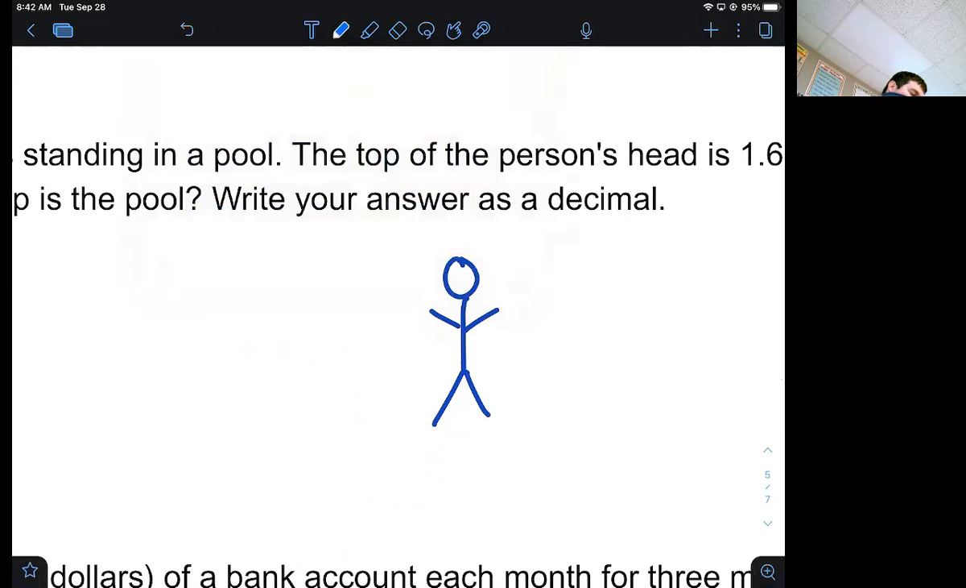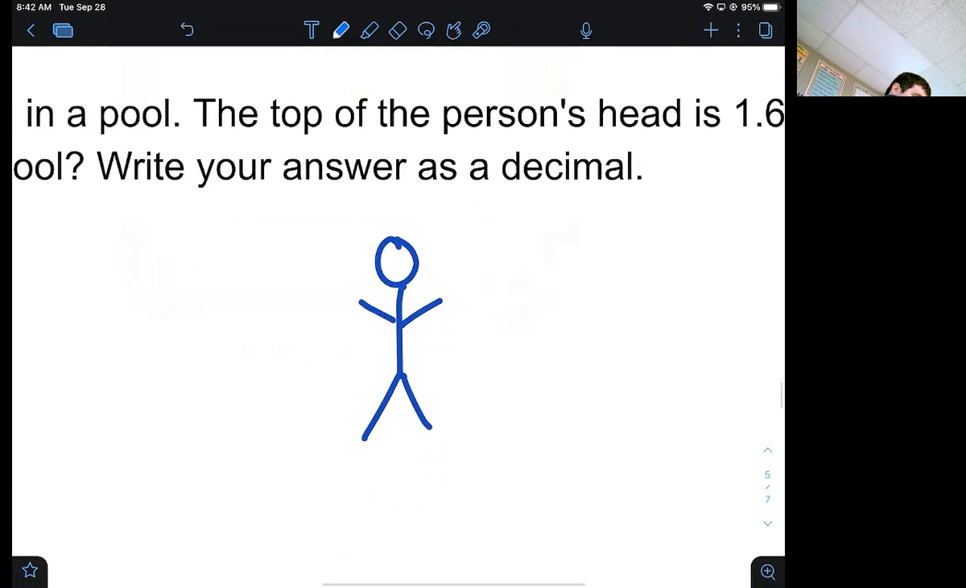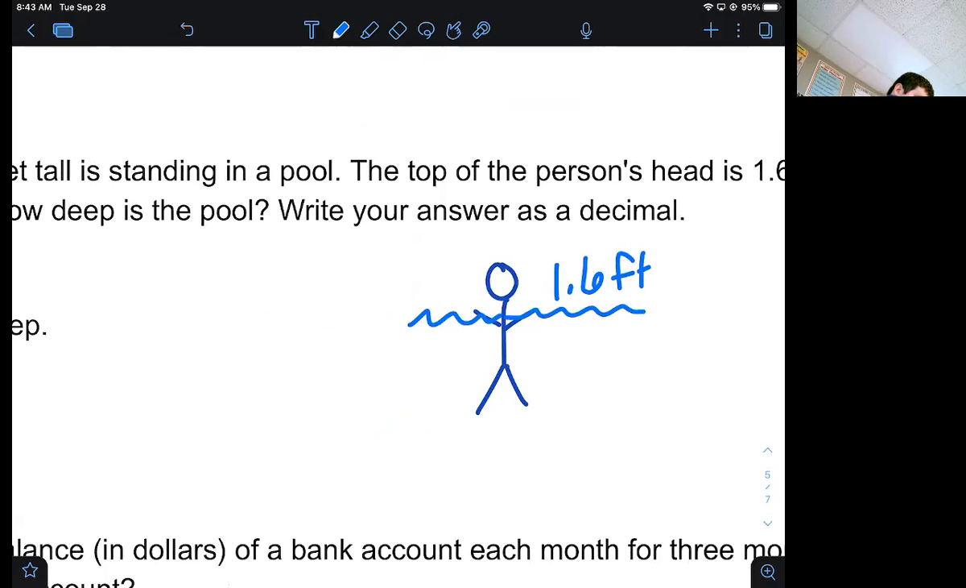You know me. Okay. The water is going up to, I don't know, about here on me because it says my head is sticking out 1.6 feet above the water. But it also says that I'm 5.8 feet tall. Let's do this. This is probably the best way to do it.